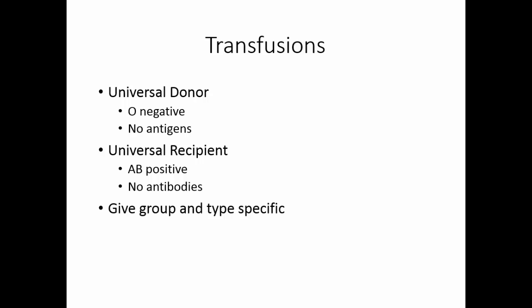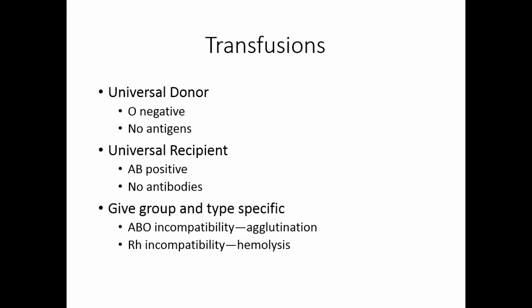In actual practice, you need to give group and type specific blood, if at all possible. ABO incompatibility can cause agglutination of the donor cells. These little tiny clots can act to block blood vessels. Rh incompatibility can cause hemolysis of the donated cells. In this case, the extra bilirubin may put stress on the kidney and cause kidney failure. Either of these is considered a transfusion reaction. Whenever a transfusion reaction is suspected, the transfusion is immediately stopped.